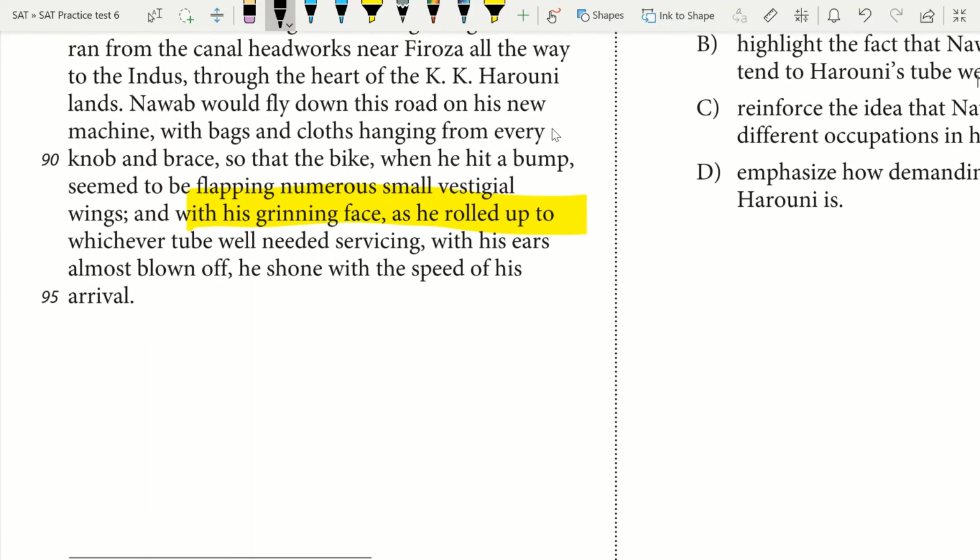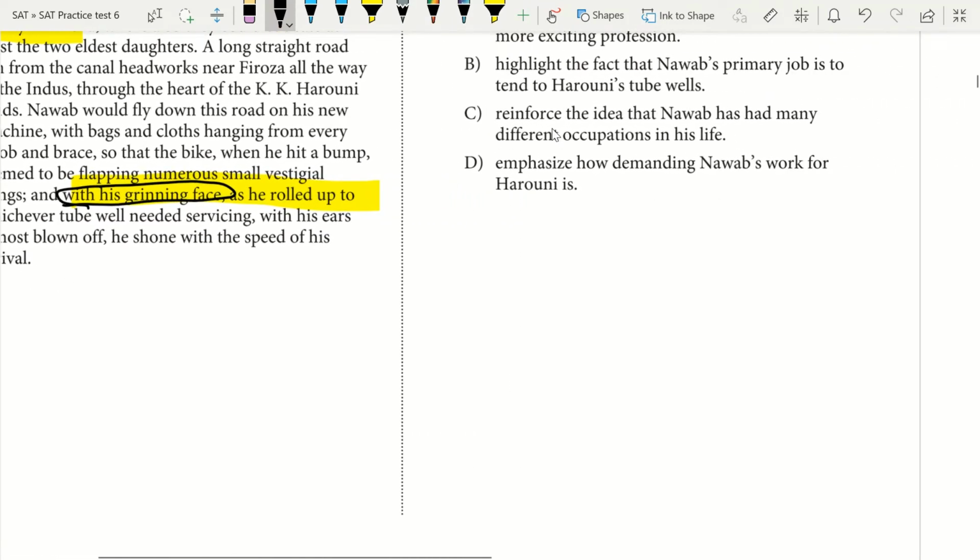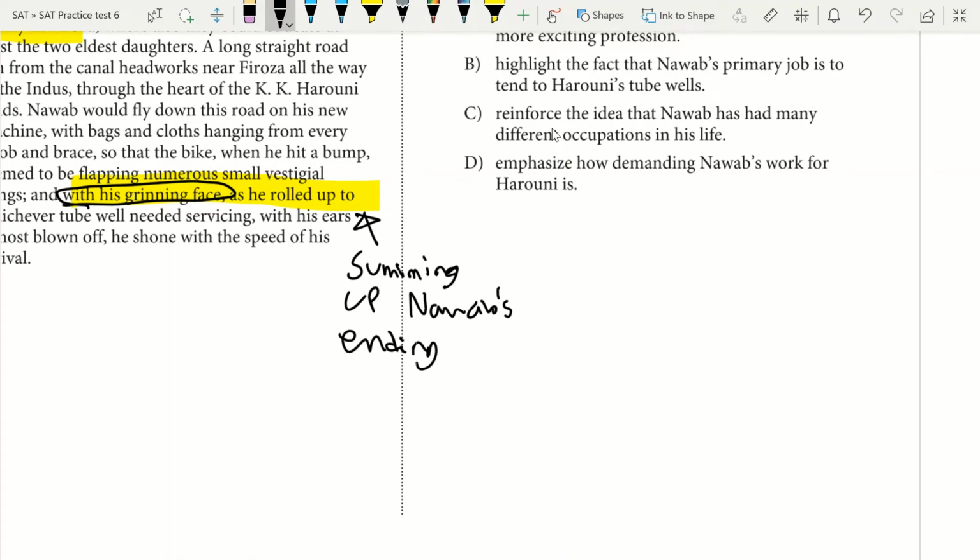Okay, next we've got his grinning face. So this was really just showing me that he was happy at that point now that he had that motorcycle and didn't have to go through that physical toiling. So that really showed me the end all be all of this passage, which is that Nawab is now happy with this motorcycle and his life is improved. Alright, so this one right here, I guess I would just call this kind of summing up the ending for the literature section. Literature sections don't necessarily have conclusions in the same sense that history and science passages do. So this one is kind of summing up Nawab's ending, right? His ending is now he's happy because he's gotten that motorcycle he needed.